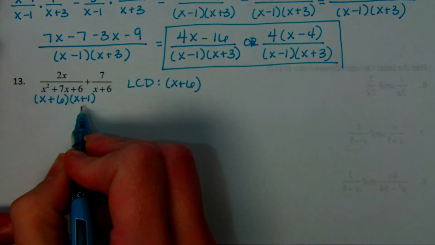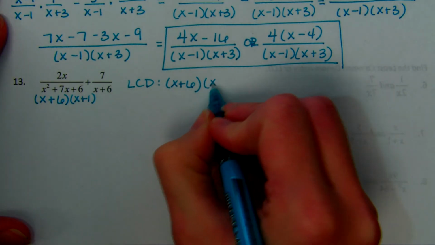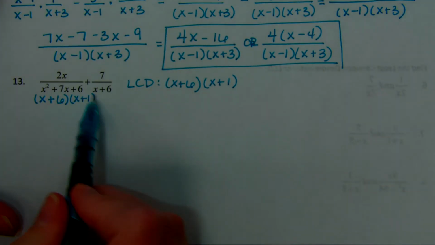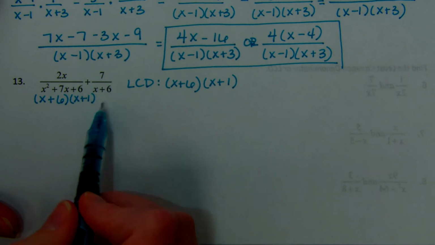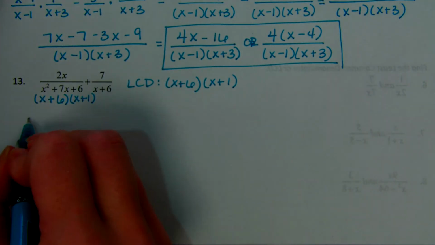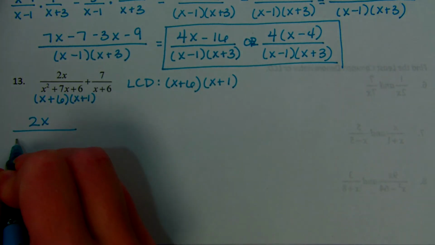And then, in addition to the x plus 6, this fraction has an x plus 1. So that also has to be part of my denominator, because I can't take that out of a denominator, right? There's no way to get rid of that. So I've got to add it to the other one. All right, so this fraction stays the same. It already has the common denominator, so we leave it.